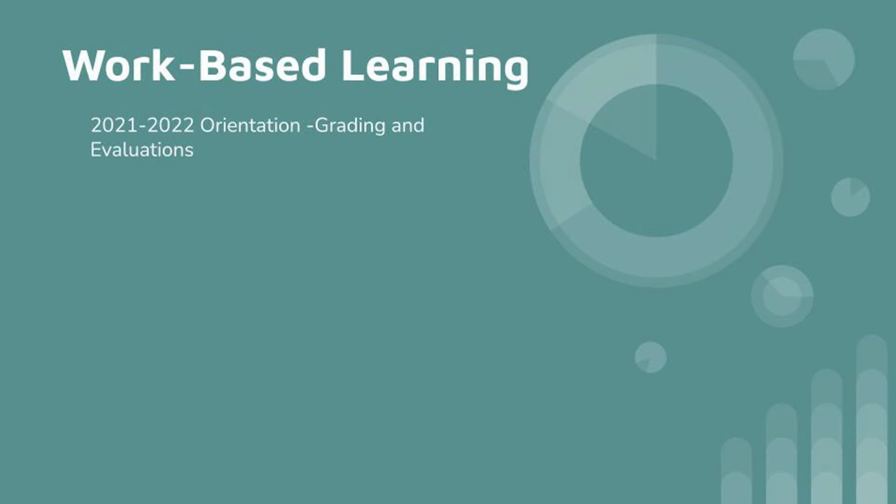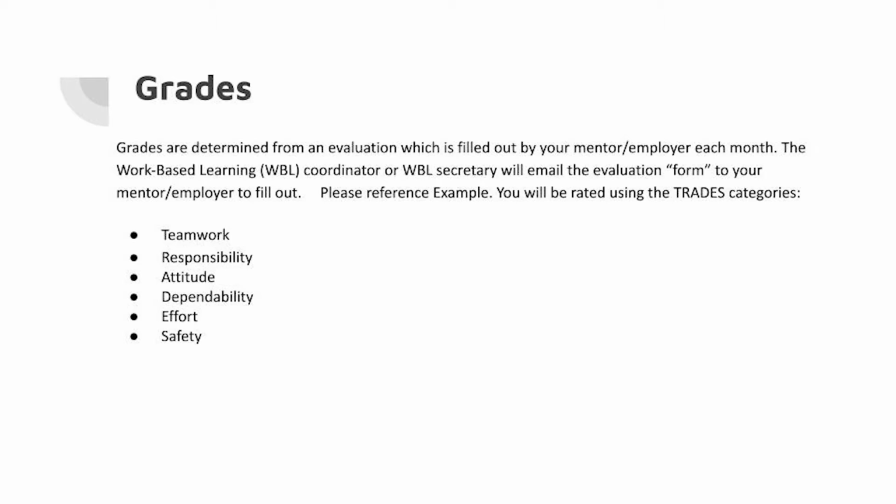Okay, now we're going to talk about work-based learning orientation for grading and evaluations. Your grades are determined from an evaluation which is filled out by your mentor or employer each month. The work-based learning coordinator or work-based learning secretary will email or mail the evaluation form to your mentor or employer to fill out. You don't have to worry about getting it to them.